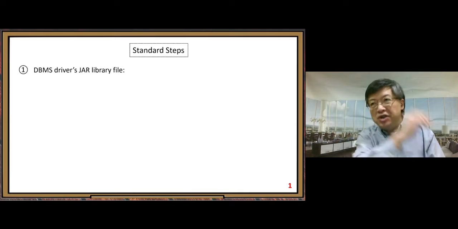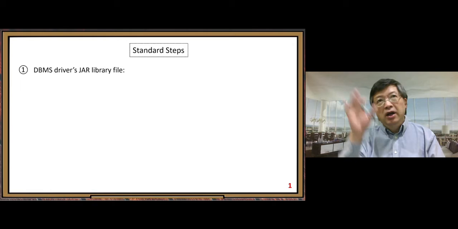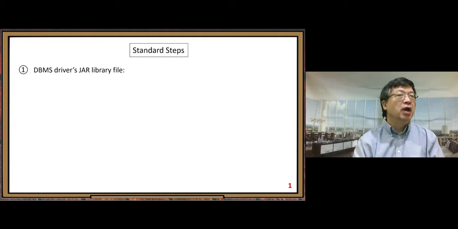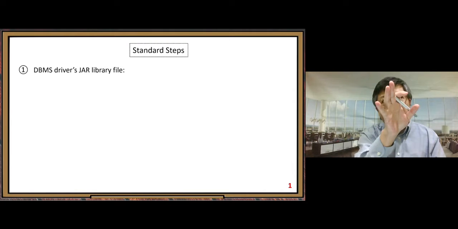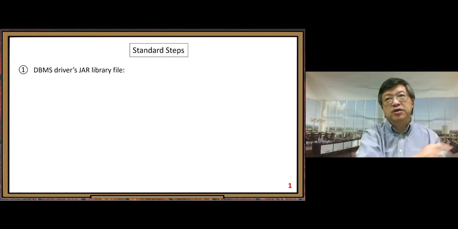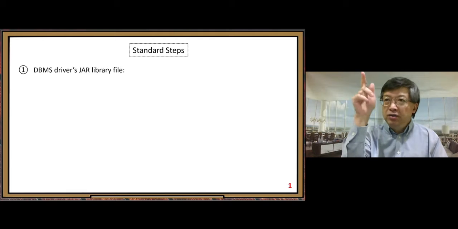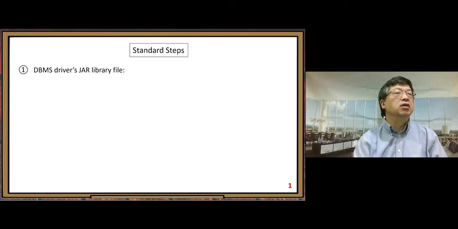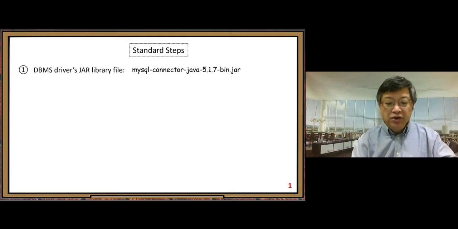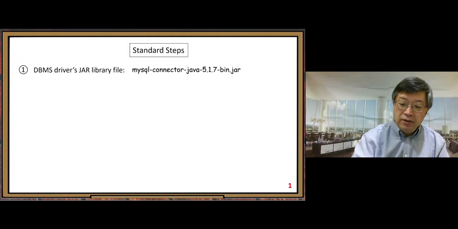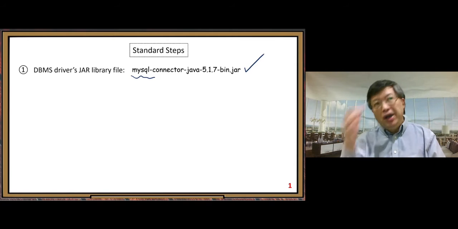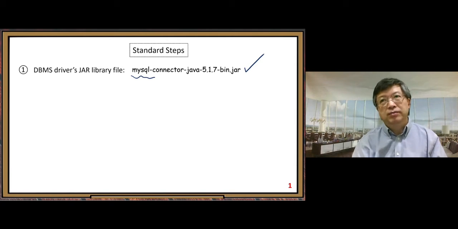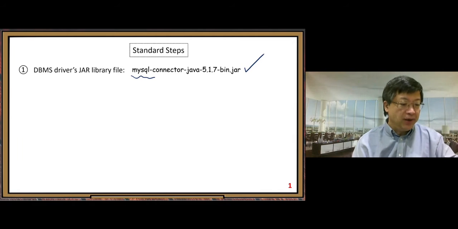When you choose a DBMS, whatever you choose, MySQL or Oracle, after you choose that, you have to download. You search on the web and download the driver's jar file corresponding to your particular DBMS. We use MySQL, so we download this driver's jar file. I include it in my example, so you just use it directly.